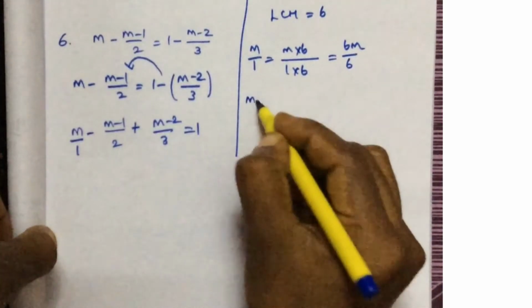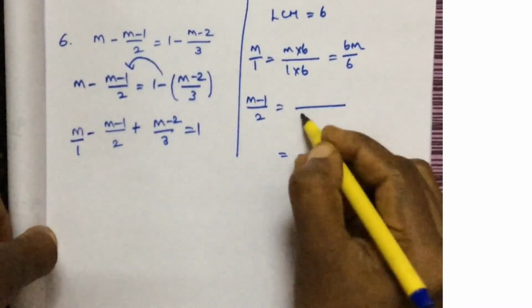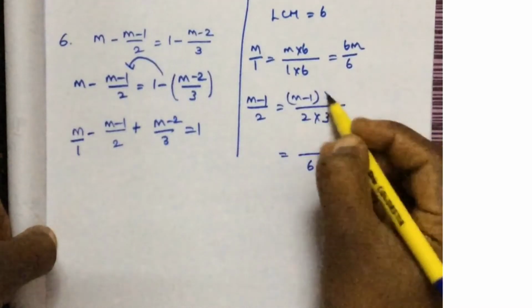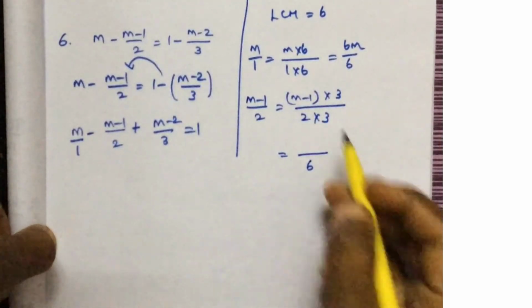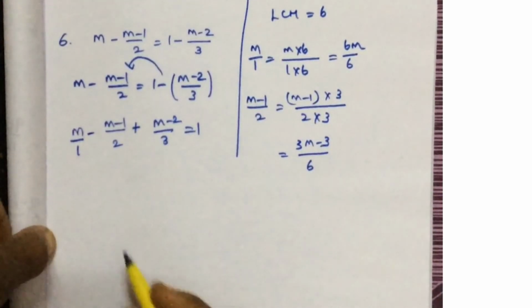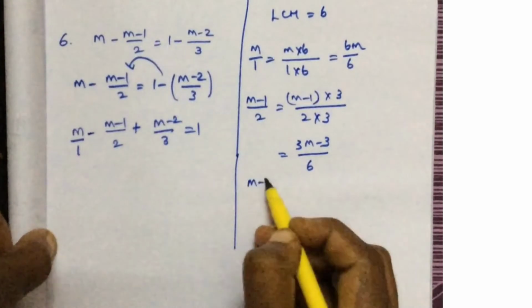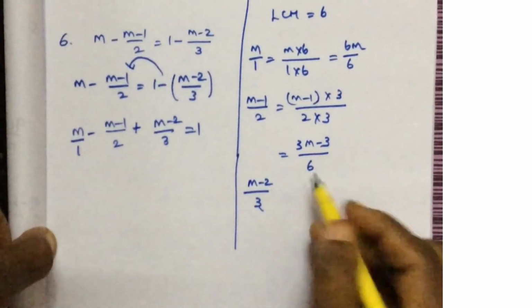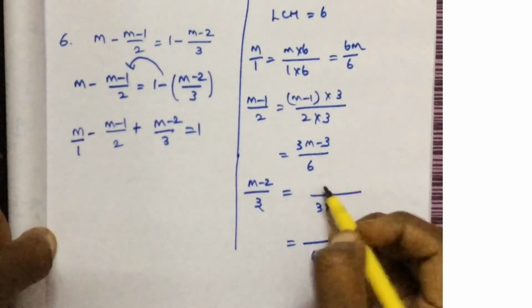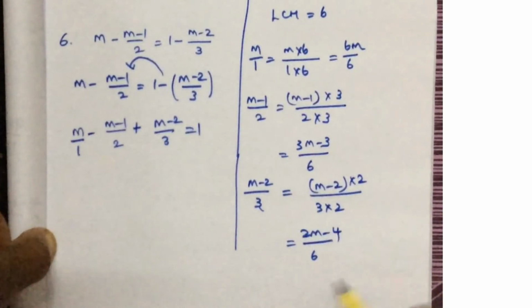The second term, I want to get a 6 here. So, multiplied by 3. What is this? 3 multiplied by m, 3m minus 3. What is the last term here? (m minus 2) divided by 3, that is equal to, I want to get a 6. So, multiplied by 2, (m minus 2) multiplied by 2, which is 2m minus 4.